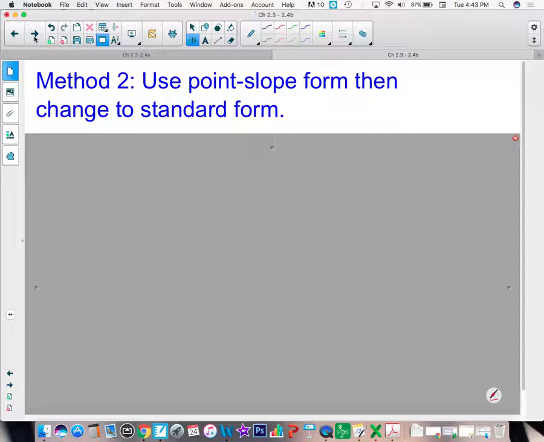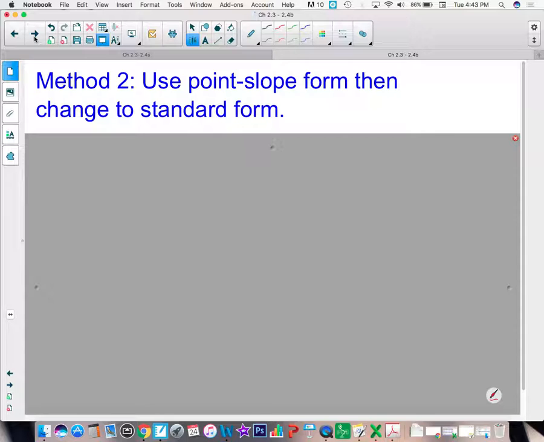So method 2, we're going to use point slope form and then change to standard form. All right? So go ahead and write that down. Pause if you need to.